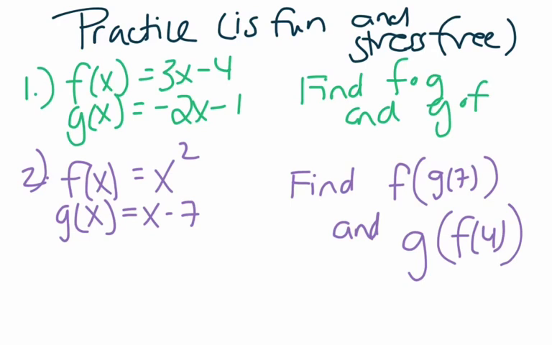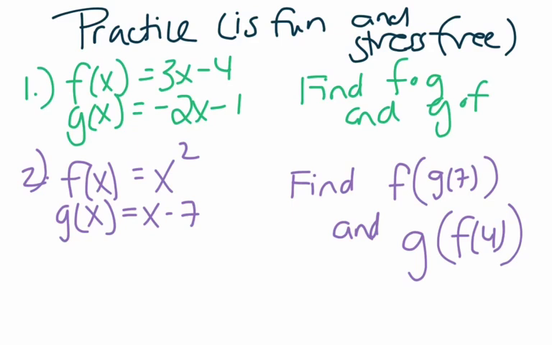So for the first one, we have 2 linear equations, 3x minus 4 and negative 2x minus 1. When they're both linear, it's not going to be bad. The composition isn't going to be bad at all. So you're going to do f of g and g of f, do the composition in both directions.